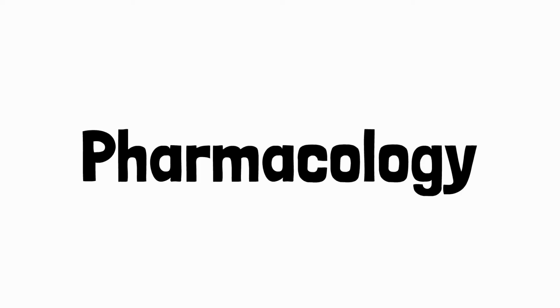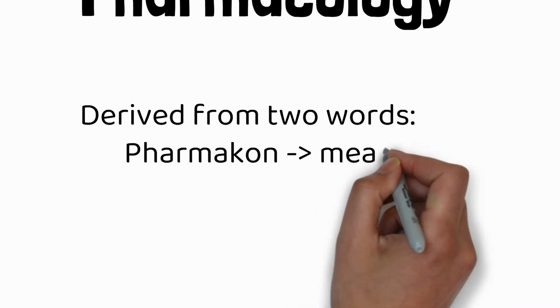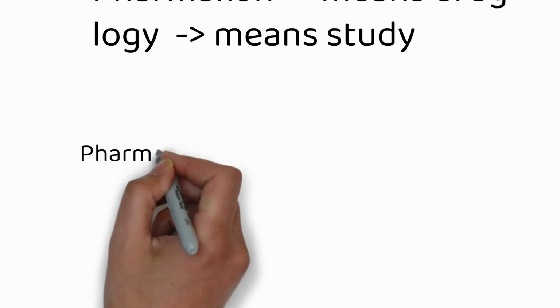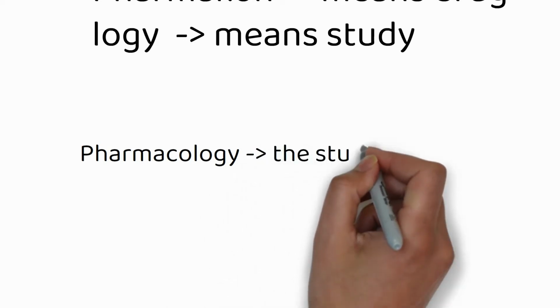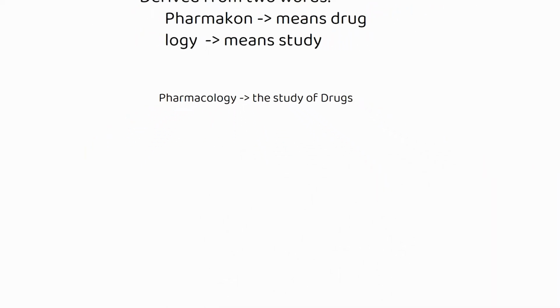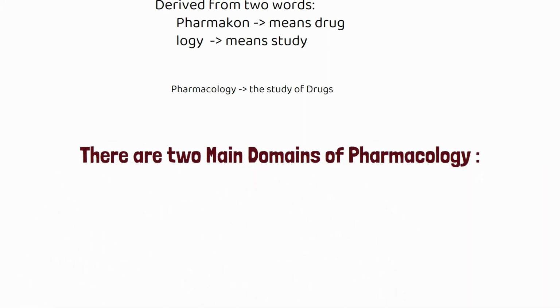The word pharmacology is derived from two words. First we have pharmakon, which means drug, and the other word is ology, which means to study. So if we combine these two words, pharmacology refers to the study of the drugs or the science of the drugs. Now the domain of pharmacology is very vast, but broadly we can describe it in two domains.